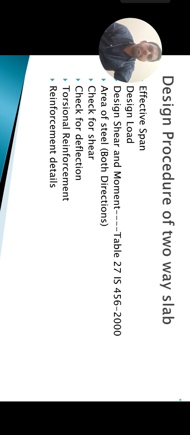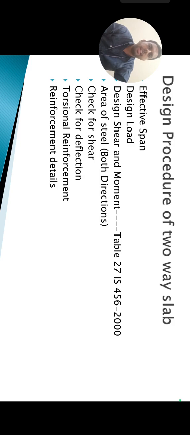After the one-way slab, we have to consider the design of two-way slabs. The main difference between the one-way slab and the two-way slab: the effective span is almost the same, depending upon the support conditions, such as simply supported, cantilever or continuous beam. Based upon those support conditions, you have to find out the effective span. After that, for the design load, you have to consider two types of loads, dead loads and live loads. Dead loads means we have to consider the thickness of the slab, the width of the slab and the unit weight of RCC, 25 kN/m³.